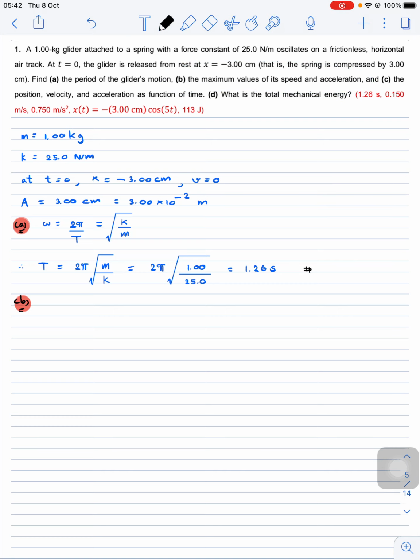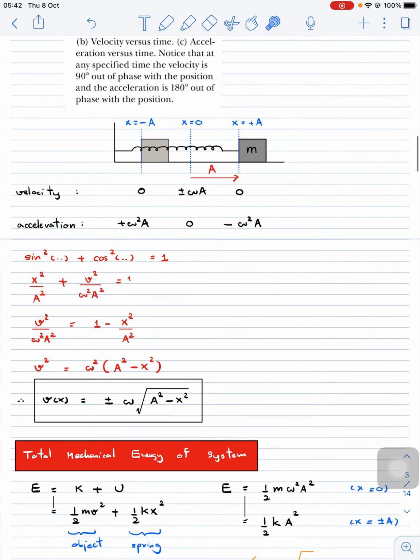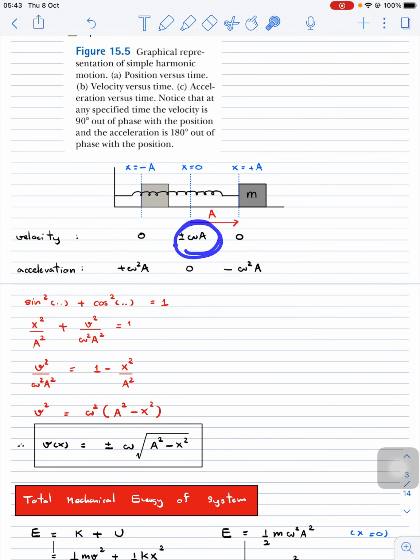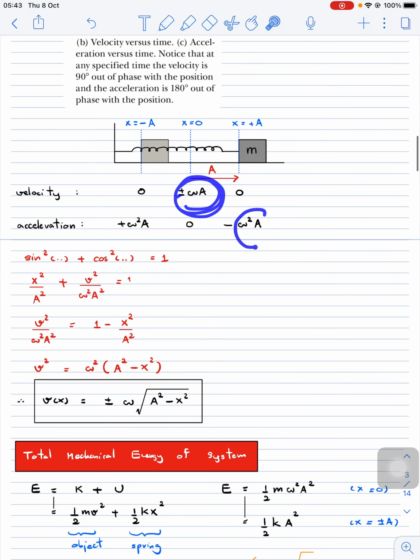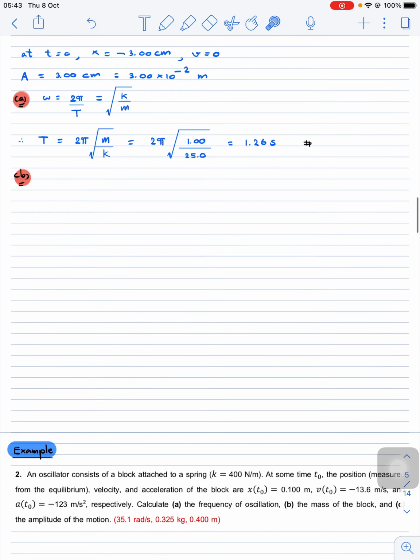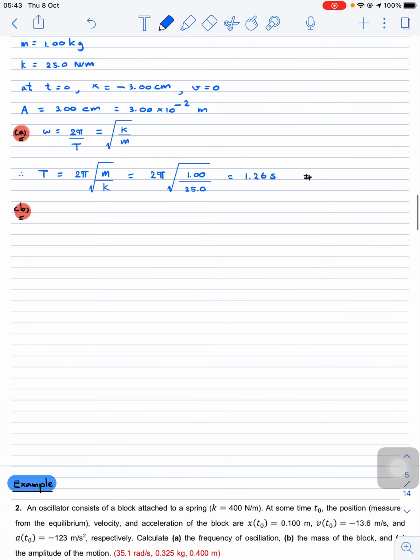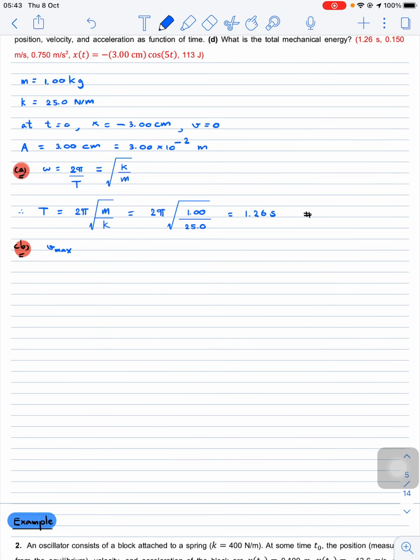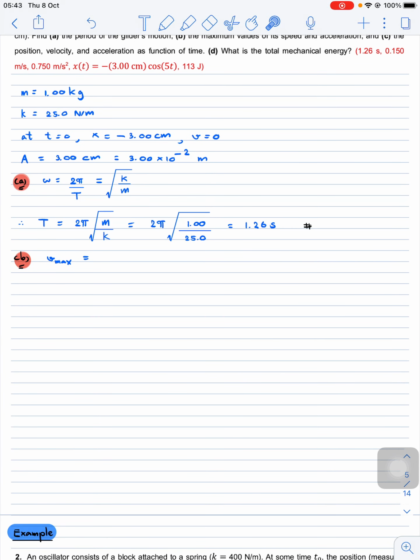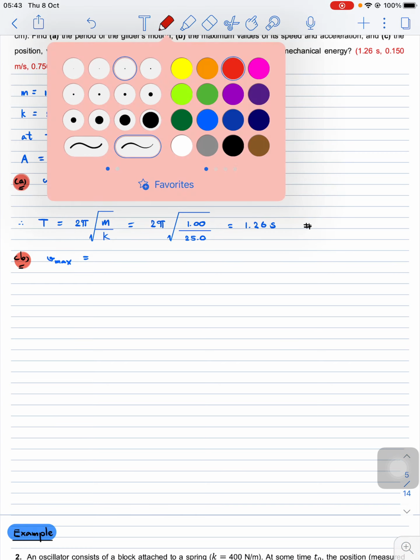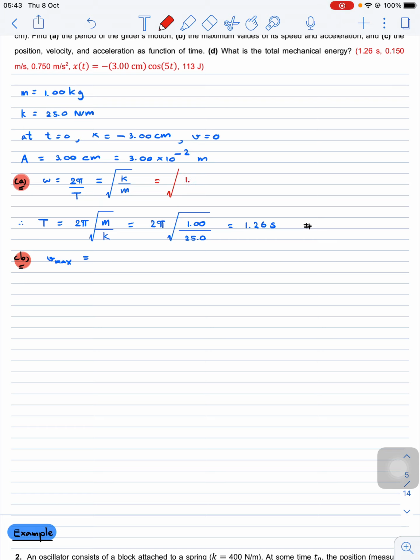Okay, the maximum value of the speed and the acceleration. We have the equations already. The maximum value of the speed is equal to omega times A, and the maximum value of the acceleration equal to omega squared times A. Let's start from the Vmax. Because we're going to use omega, let me plug in the numbers to get omega. We have the square root of K over m, the K is 25.0 and the m is 1.00. So then I got the number to be 5.00 radian per second. So that's going to be the omega.